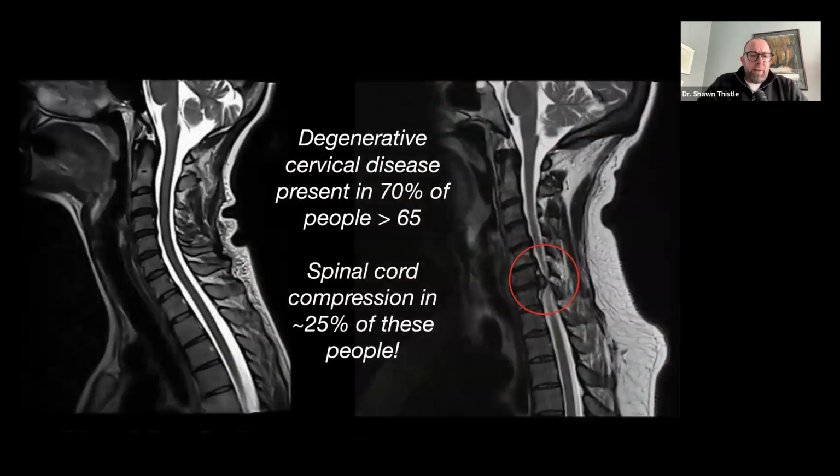When you look at it from an imaging perspective, as you know, degenerative changes are incredibly common in people in the cervical spine and throughout the spine, quite frankly. About 70% of people over the age of 65 have degenerative cervical disease, or what would be considered possibly clinically significant. And spinal cord compression is actually present in 25% of those people.